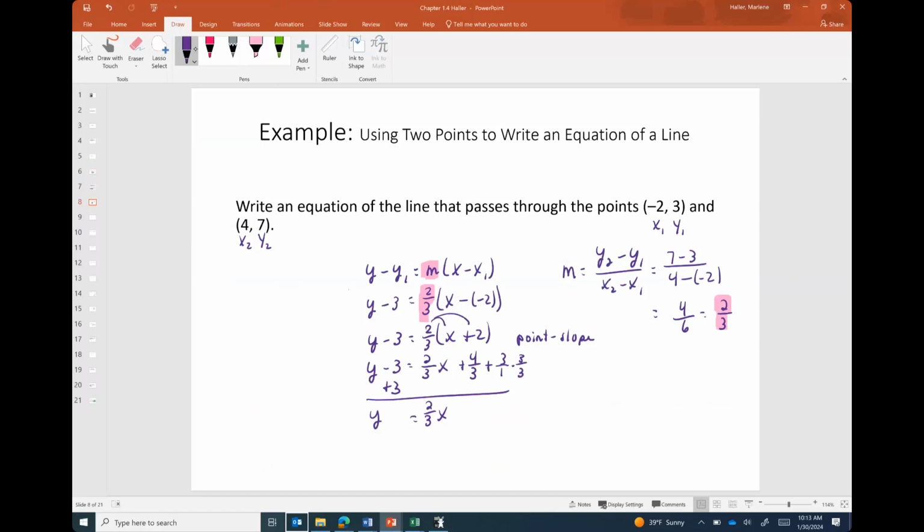So then we have 4/3 plus 3 times 3 is 9/3, right? So our equation would be y equals 2/3 x plus 13/3. And there's a model that we could use.